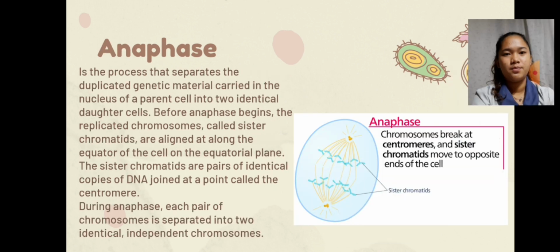Anaphase is the process that separates the duplicated genetic material carried in the nucleus of a parent cell into two identical daughter cells. Before anaphase begins, the replicated chromosomes, called sister chromatids, are aligned along the equator of the cell, on the equatorial plane. The sister chromatids are pairs of identical copies of DNA joined at a point called the centromere. During anaphase, each pair of chromosomes is separated into two identical, independent chromosomes.